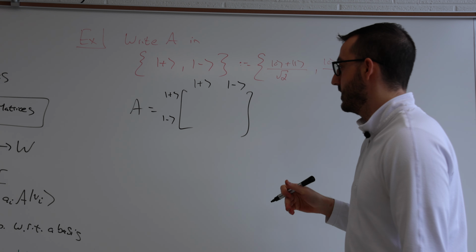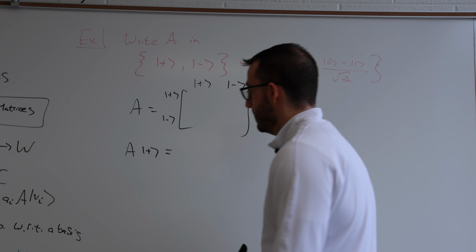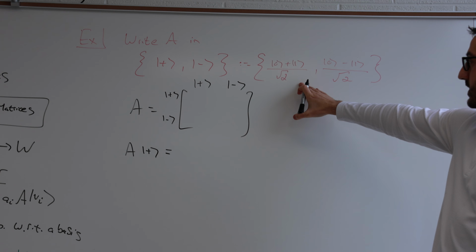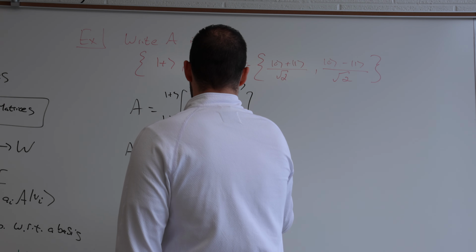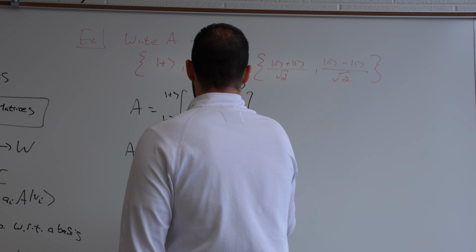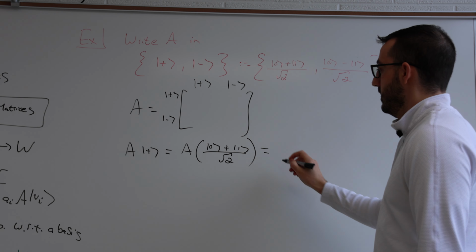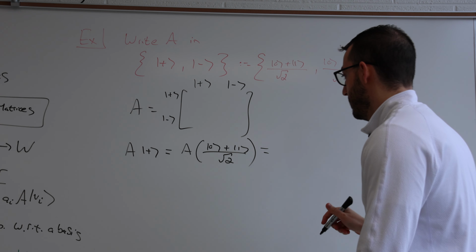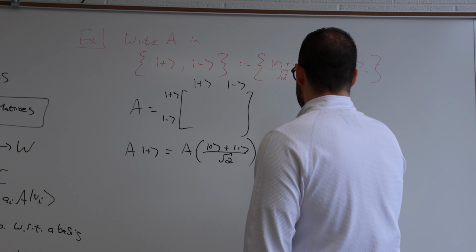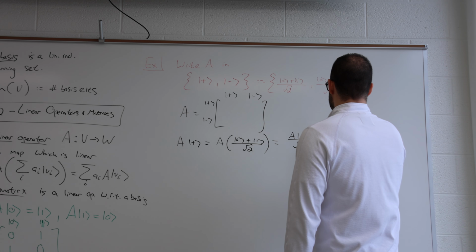And it works out nicely here when you do it. So A acting on the plus state. How do I do this? Well, let me use the definition of what the plus state is. It's going to be A times ket 0 plus ket 1 over the square root of 2. I just use the definition of plus. Now, I'm going to use our favorite principle of linearity. So this will give me A0 over root 2 plus A1 over root 2.